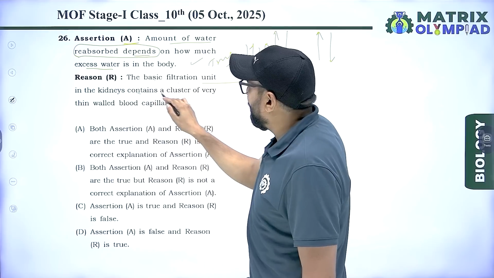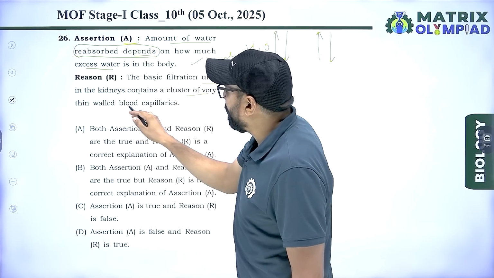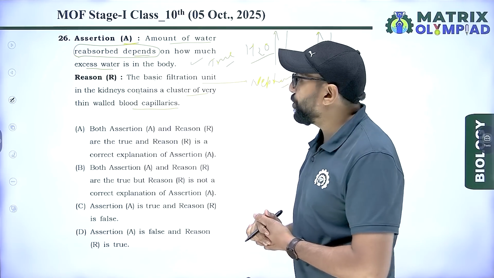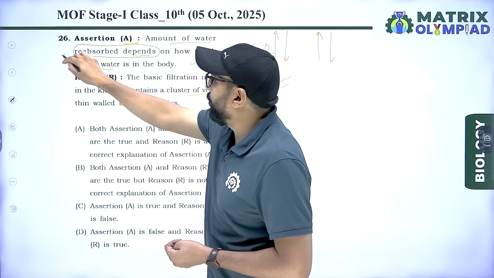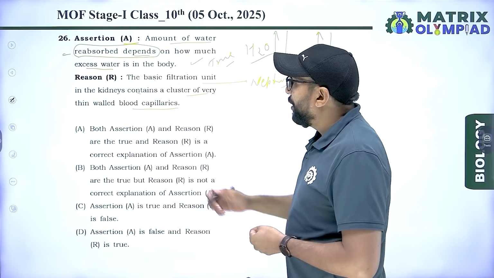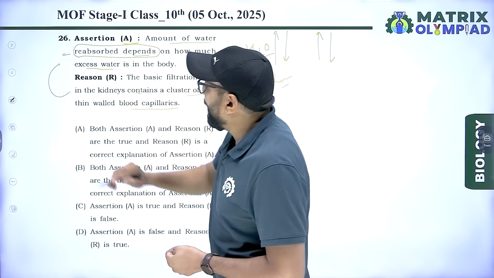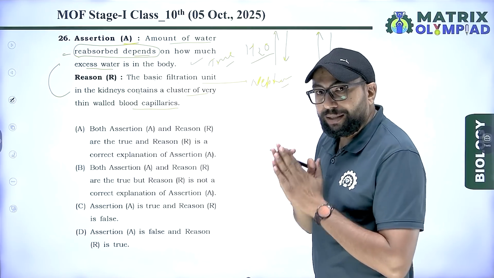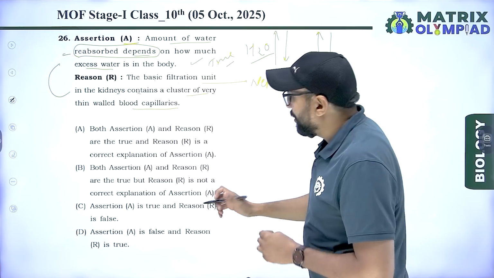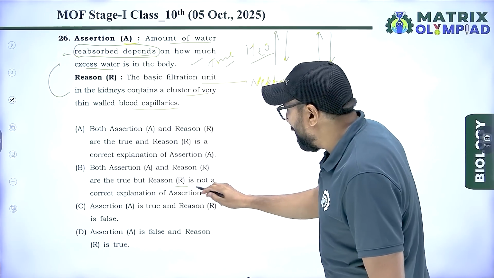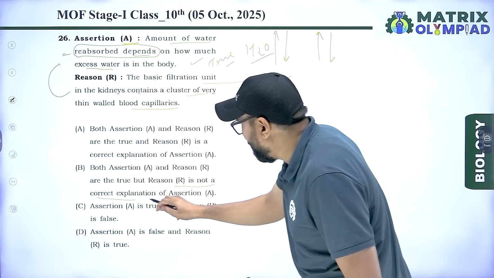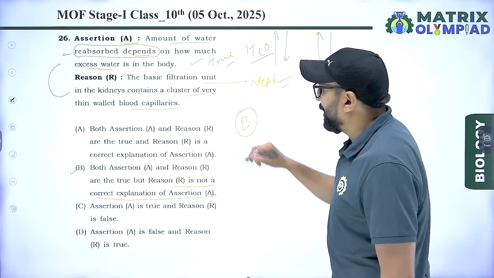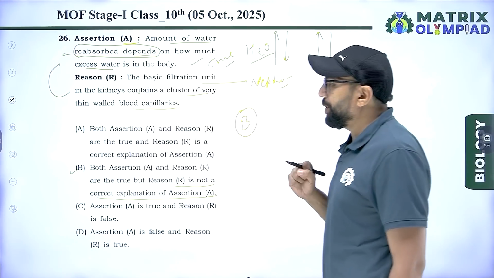The kidney contains a cluster of very thin-walled blood capillaries. These are related to filtration, and this point relates to reabsorption. The reason does not explain the assertion. So the assertion and reason are right, but R is not a correct explanation of the assertion. Option B is the right answer for this question.